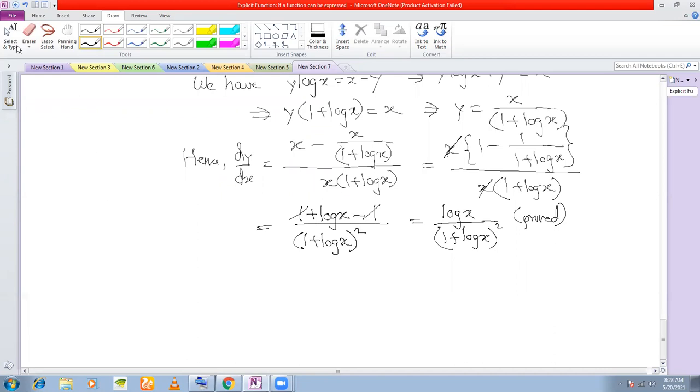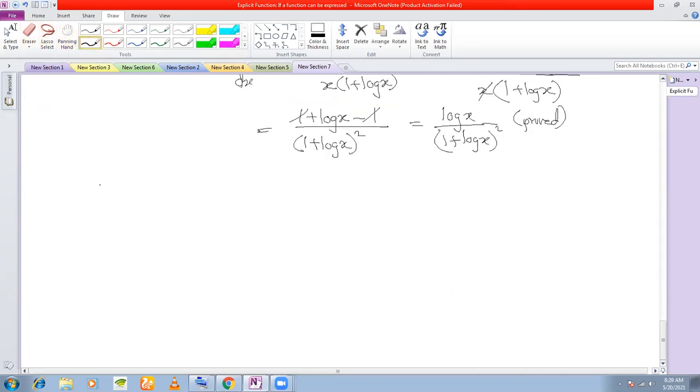Number 18 from the textbook, my textbook. There should be a different problem in your textbook. Given here, find dy/dx if x log y plus y log x is equal to 5.